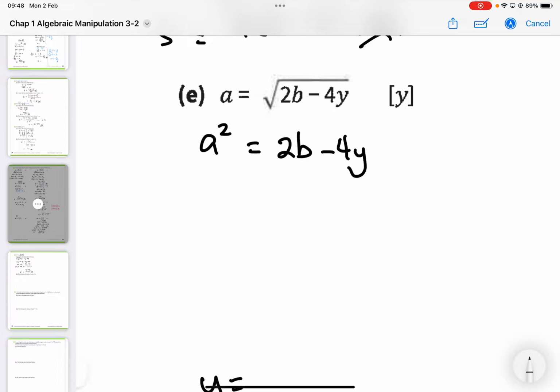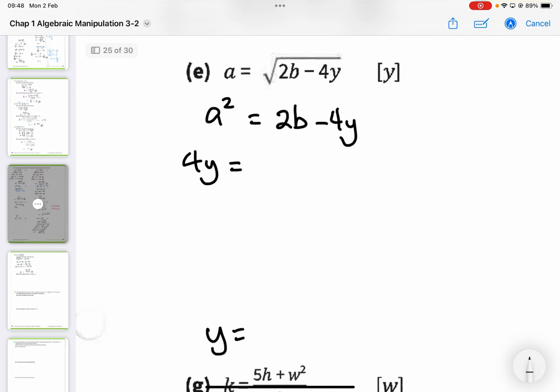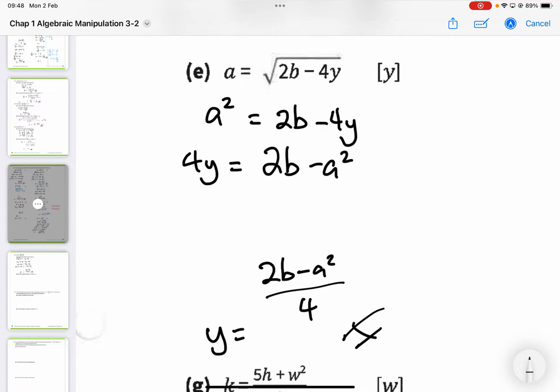My y is now a negative term, negative 4y. So I will be thinking, I bring it to the left, minus becomes plus. It will be closer to my final form. My final form is positive, so this one is negative, so I bring it to the left and it will be positive. Easier. Then I bring my a square to the right. 4y is like that. I want 1y. Divide by 4. Answer.